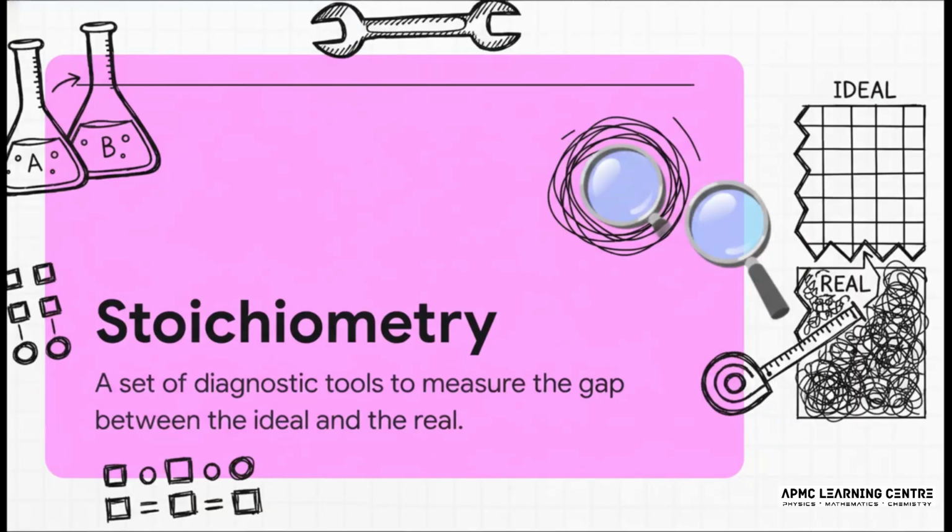So let's just redefine this thing right now. Stoichiometry is not just about balancing equations, making sure the A's and B's line up. Nope. It's the set of powerful tools we use to measure that gap, the gap between the perfect dream on paper and the messy reality in the beaker.